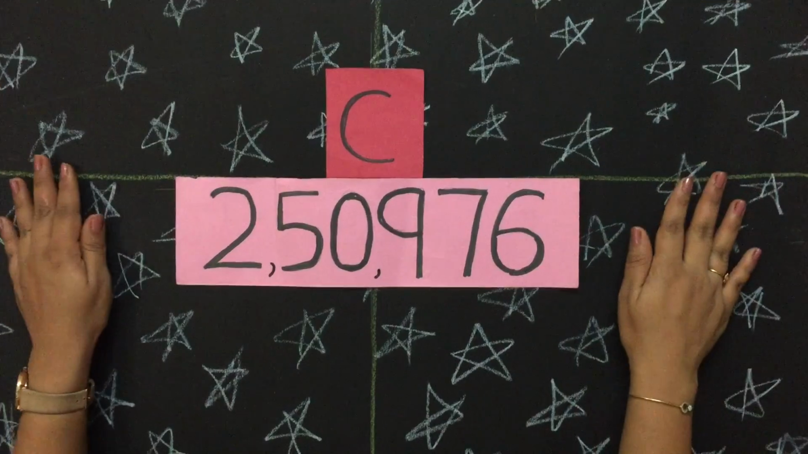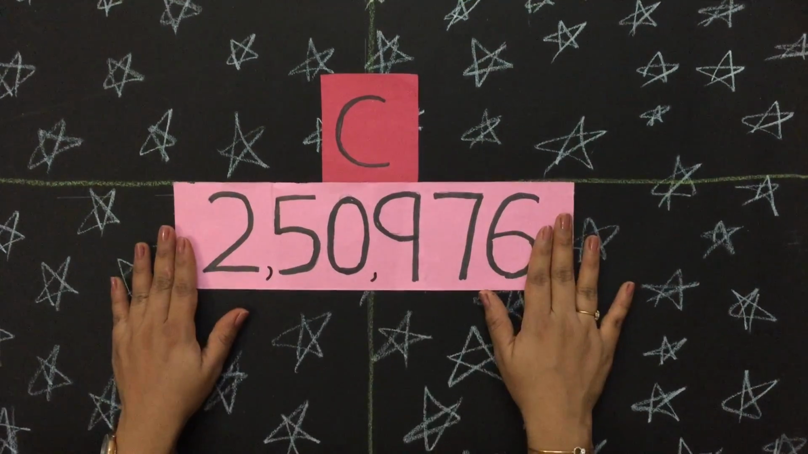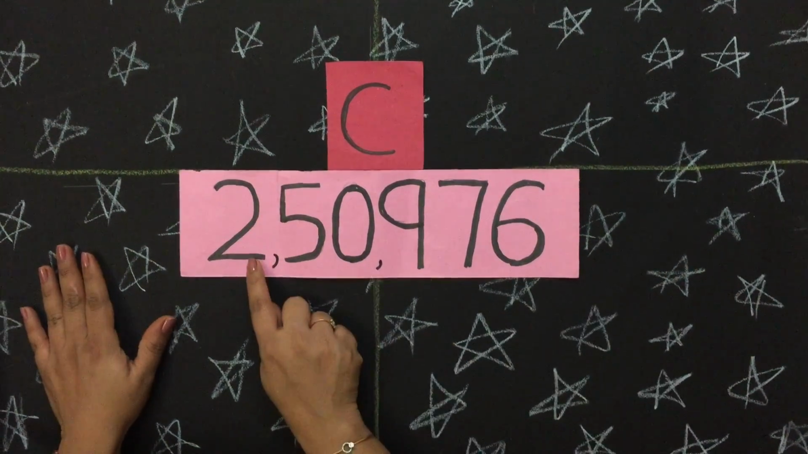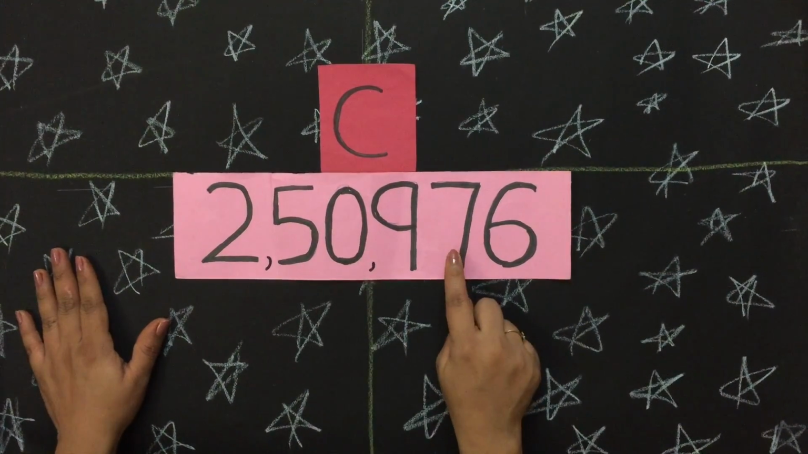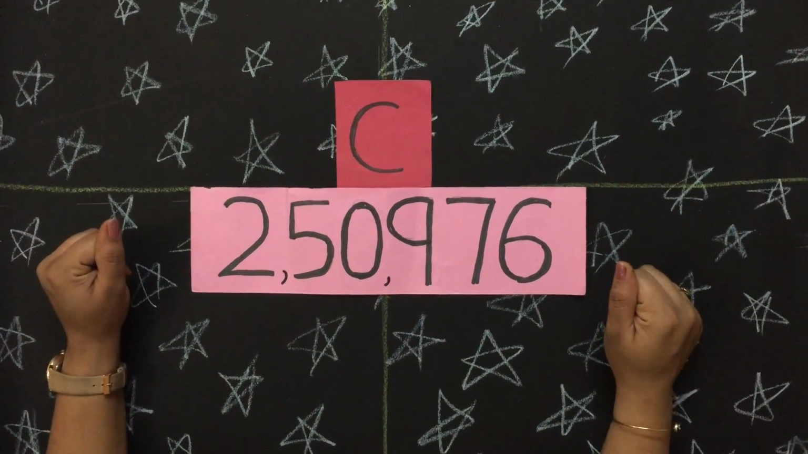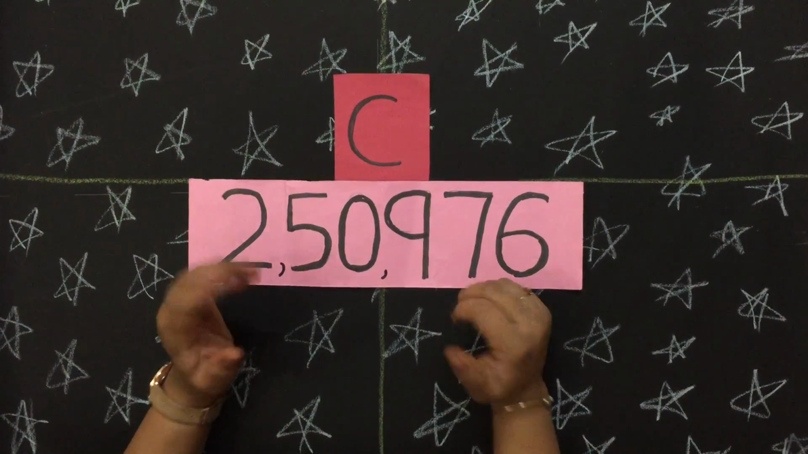Finally, the sky found the solution that C side have more number of stars compared to all the sides, that is 2,50,976. Now I hope you all understood the concept comparing numbers by watching this video.